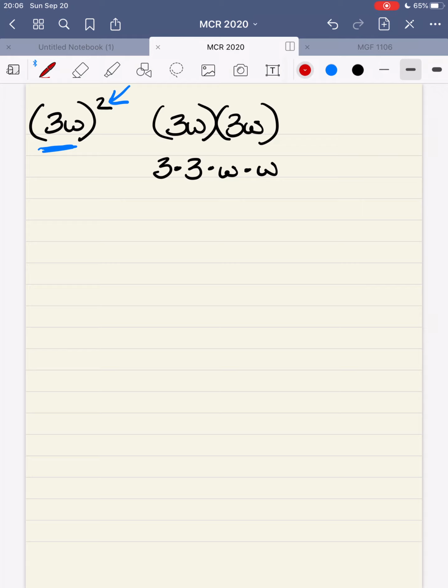Now we know that 3 times 3 is equal to 9. And what I want to look at is how many w's do I have? Well, I have 2 of them. So this is going to be w, and because I have 2, it's going to be squared. So my final answer is 9w squared. So if something's in parentheses, we take that entire item in parentheses and multiply it by itself.